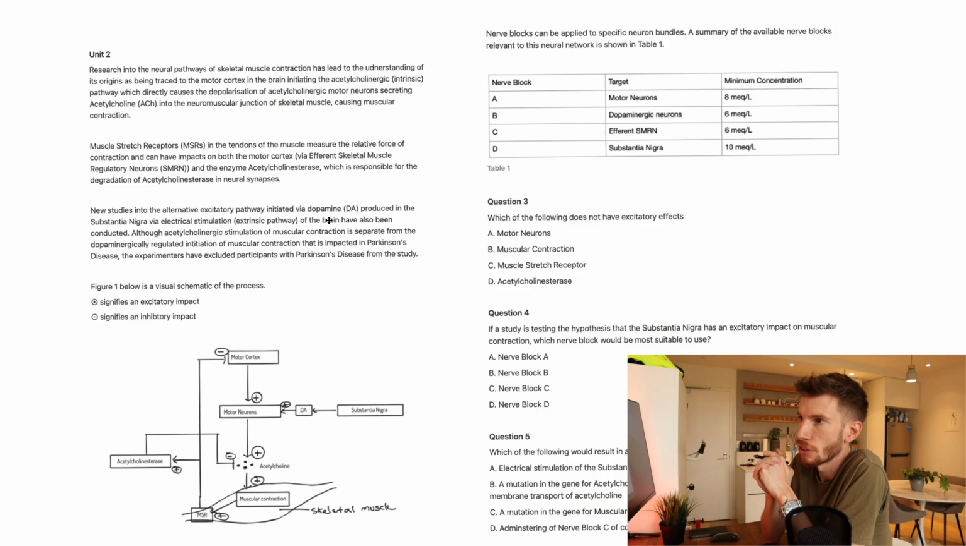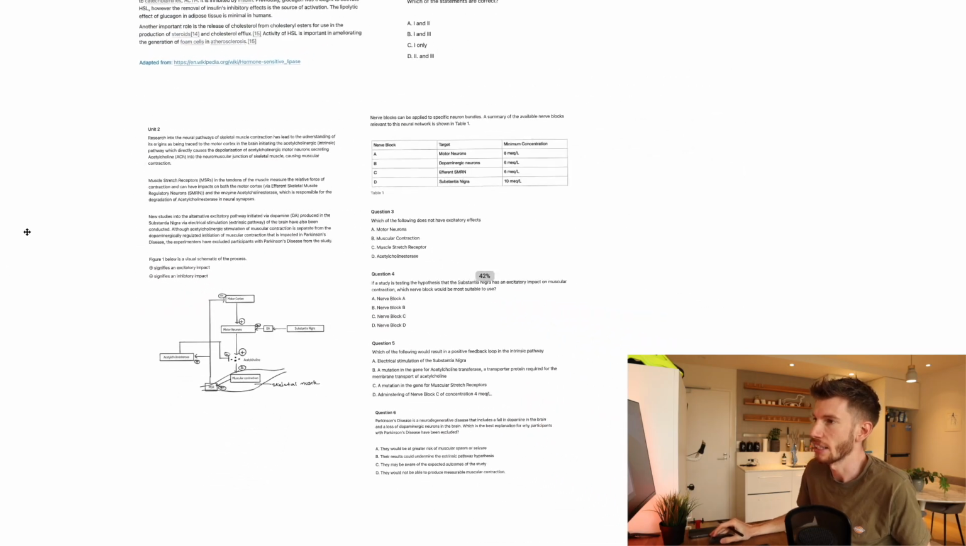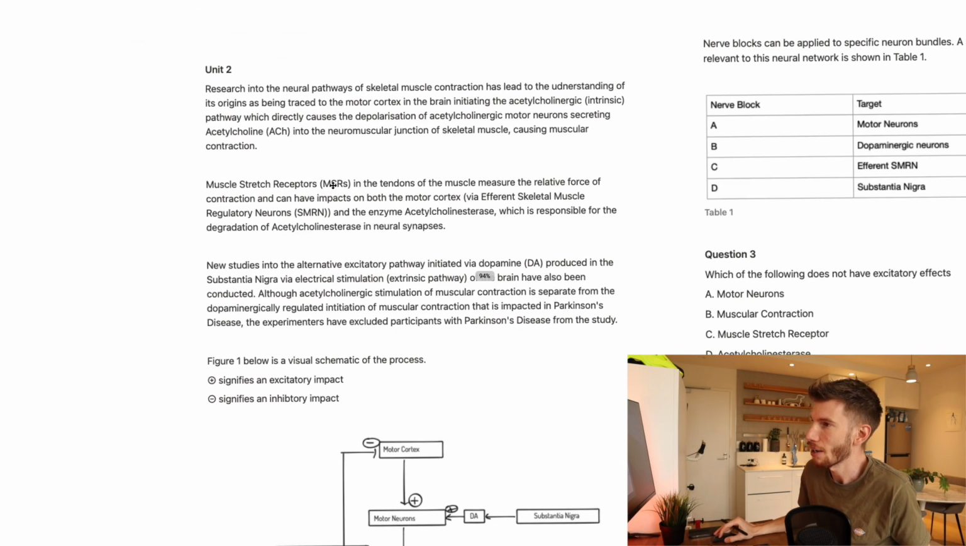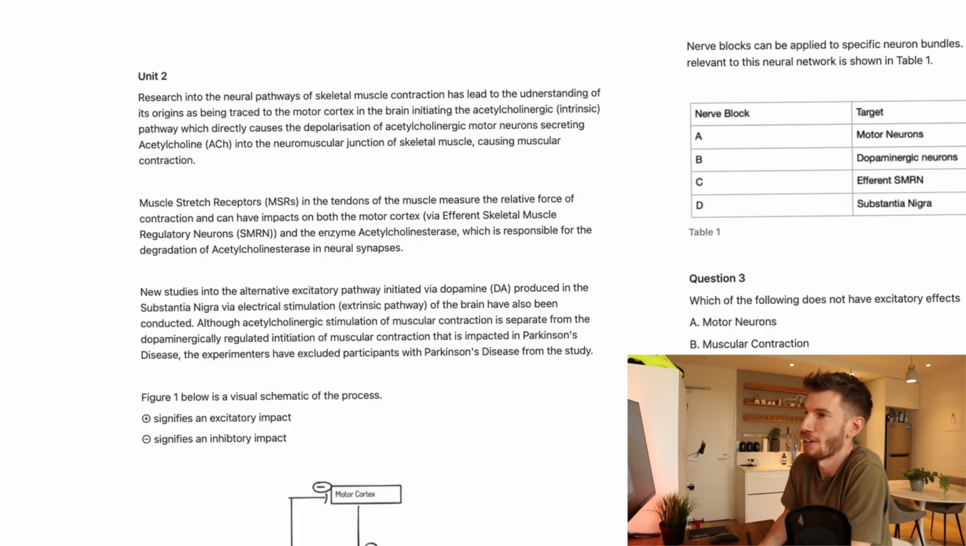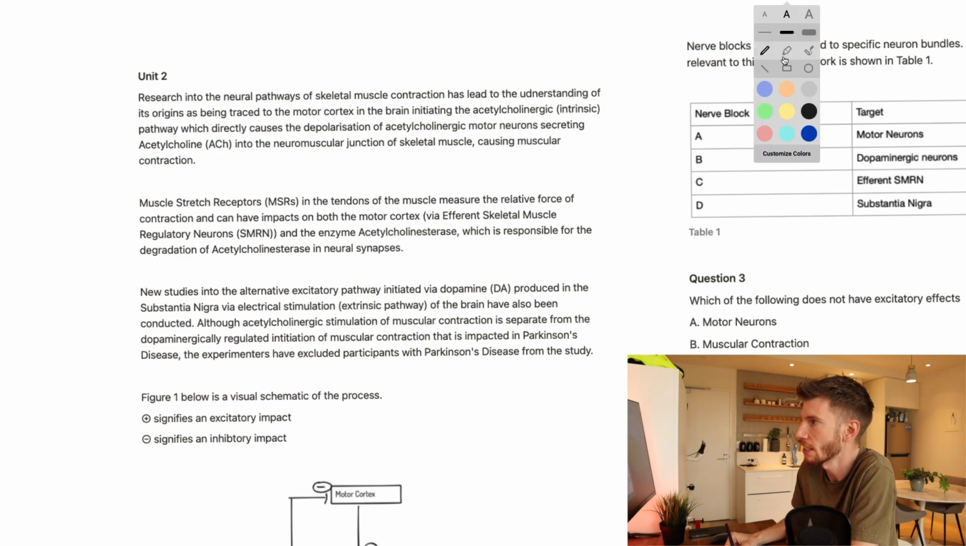Cool, so Unit 2. We've got: research into the neural pathways of skeletal muscle contraction has led to the understanding of its origins as being traced to the motor cortex in the brain, initiating the acetylcholinergic or intrinsic pathway. And I noticed I have so many typos. So let's look at a bit more note taking.